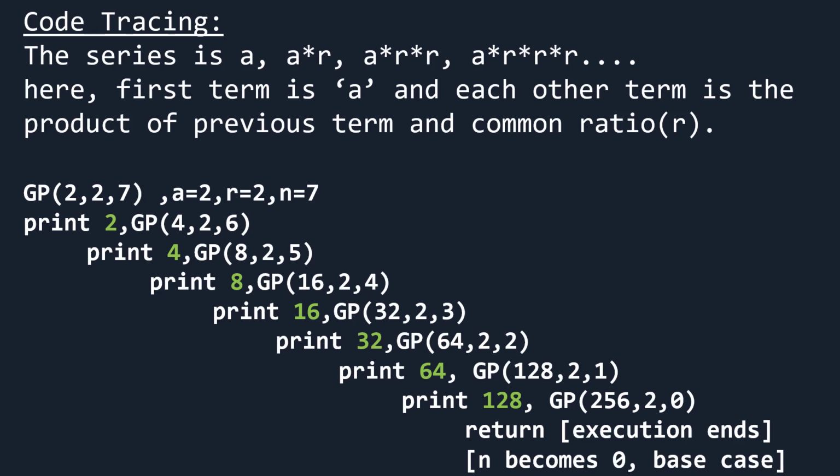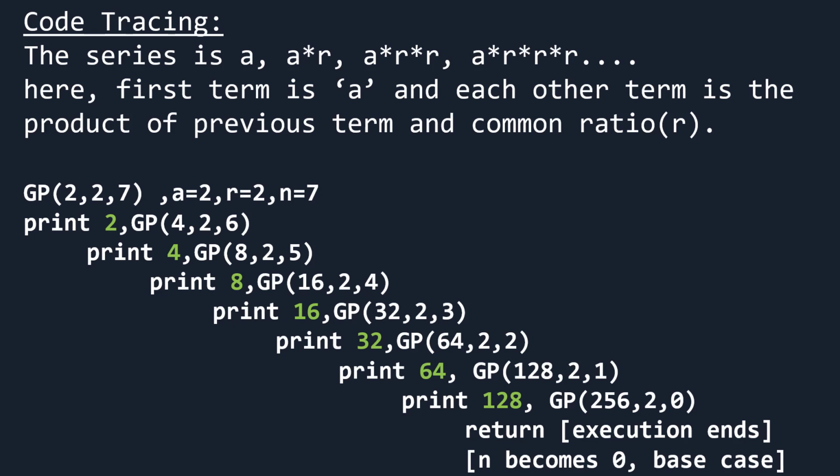So first of all, we will call the function gp with the values 2, 2, 7, where a is 2, r is 2 and n is 7. First of all, it will print 2 because we have given in the else part that it has to print a. Then the function gp will be called with the values 4, 2 and 6. So this is the recursive call. Here your a becomes a into r, that is 2 into 2, 4. Then r is 2 as it is. Now n becomes n minus 1, that is 6.